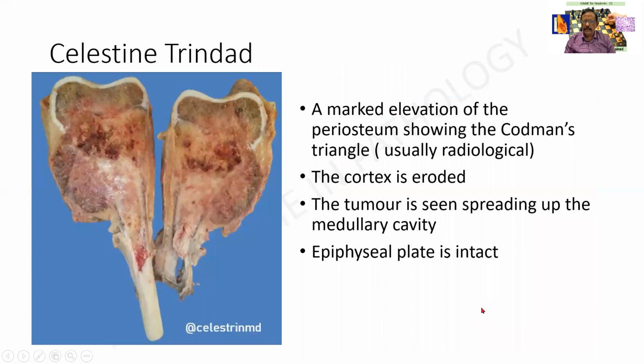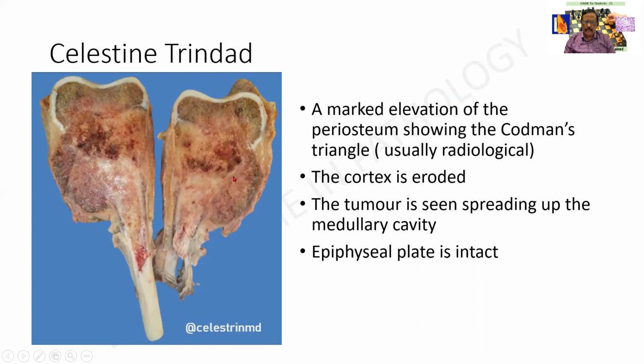The source is the pathological outlines. And this is again a wonderful source of reference and this is the author of this particular specimen. A marked elevation of the periosteum. Look at this one. It is quite bulging prominently and it shows a Codman's triangle. As I mentioned earlier, it is a radiological sign, but it can be seen in our specimens as well.